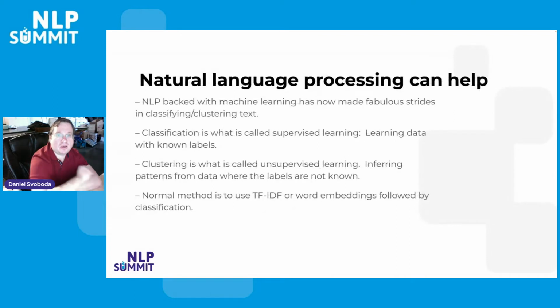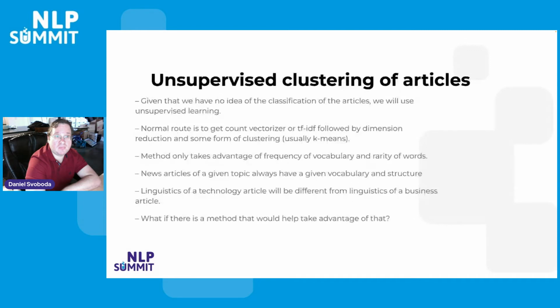NLP can definitely help. NLP has now been using machine learning and has lately been making lots of strides in classifying and clustering text with Word2Vec, GloVe, BERT, and so on. The normal problem in NLP is classification, which is called supervised learning, or learning with known labels. Clustering is known as unsupervised learning, where we don't have labels associated with the text, so it's more of a data knowledge inference. A normal method in NLP would be to transform the text to some numerical vector like TF-IDF or word embeddings, followed by training with a machine learning model.